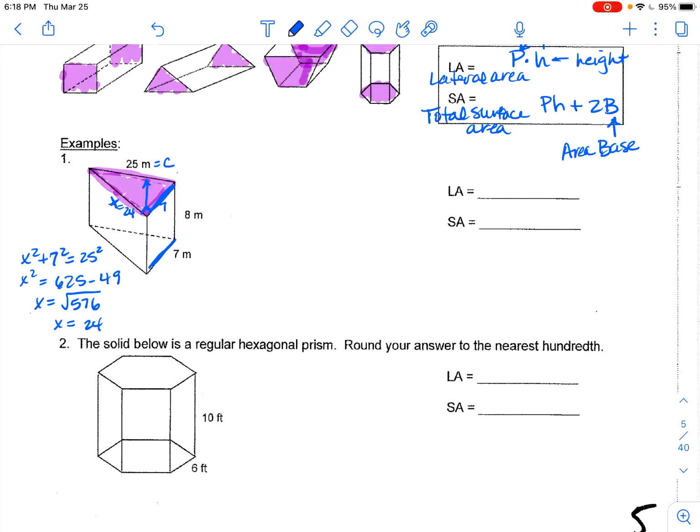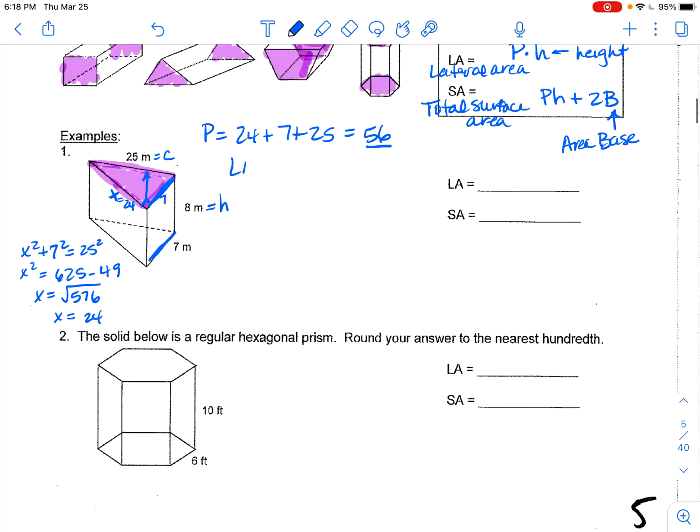Now I can figure out what my perimeter is. The perimeter is adding up these three side lengths. So 24 plus 7 plus 25. That's going to be 49 plus 7, which is 56. So that's the perimeter. The height of my figure is this guy. If I want to find the lateral area, it's going to be the perimeter times the height. And when I multiply these together, that gives me 448. My units are meters, and area is meters squared. So that's my lateral area.